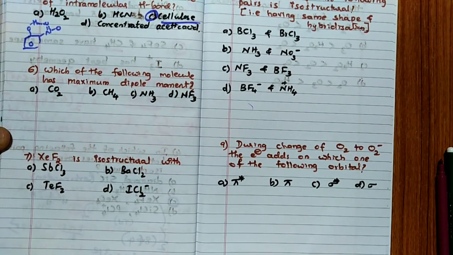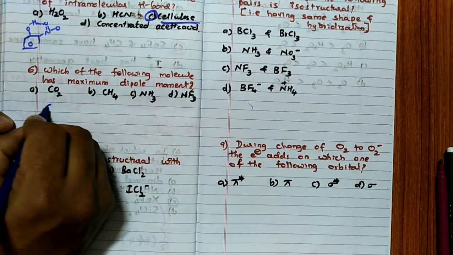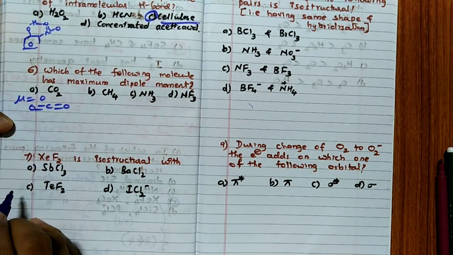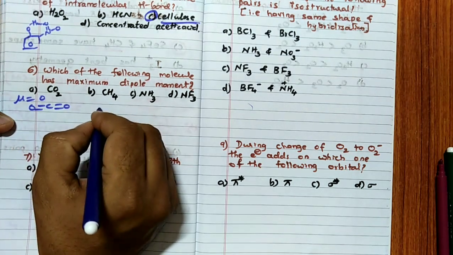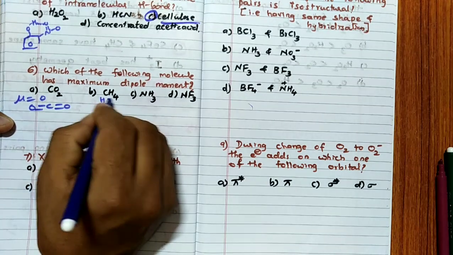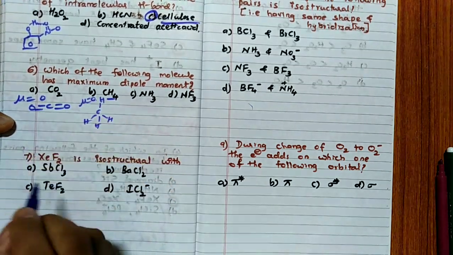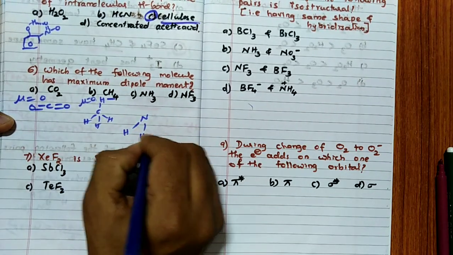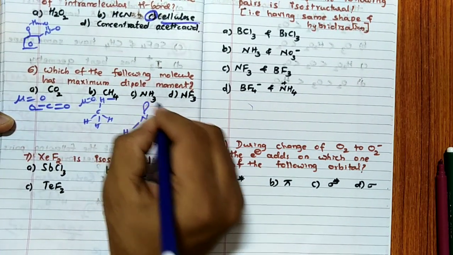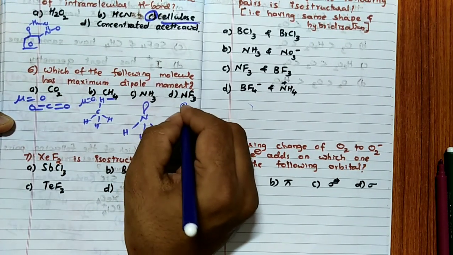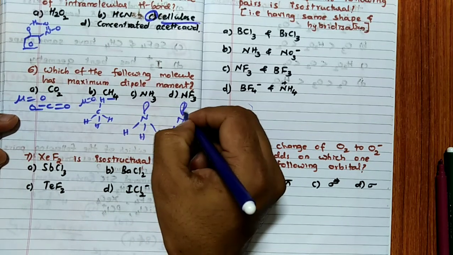Which of the following molecules has maximum dipole moment? See, dipole moment. So the structure you can see first, C double bond O. So mu is equal to 0 here, because of the symmetrical structure. CH4 is tetrahedral. Remember, tetrahedral also has dipole moment 0. So mu is equal to 0. But NH3 and NF3 have dipole moment. NH3 is like this, and NF3 is like this. Lone pair of electrons is here.